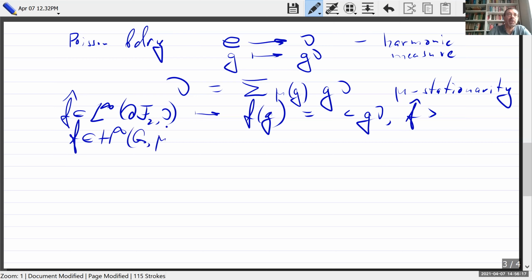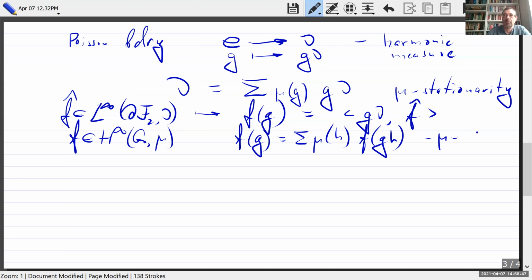So what does it mean? It means that the value of my function f at any point is equal to the average of its values at the neighboring points, taken, of course, with the weights prescribed by our step distribution mu. Okay, so that's mu harmonic functions.